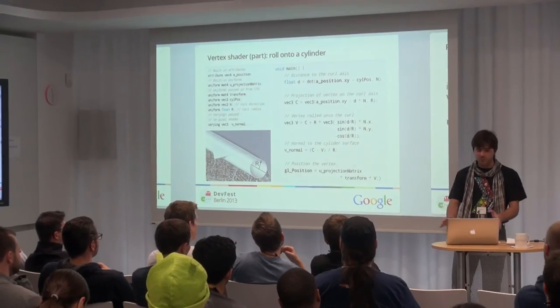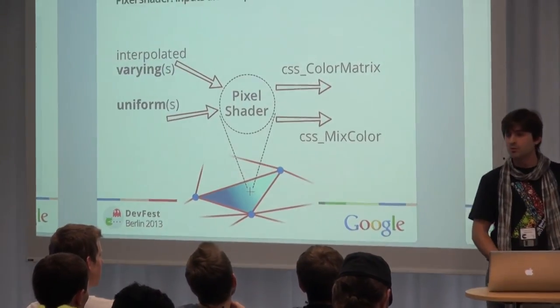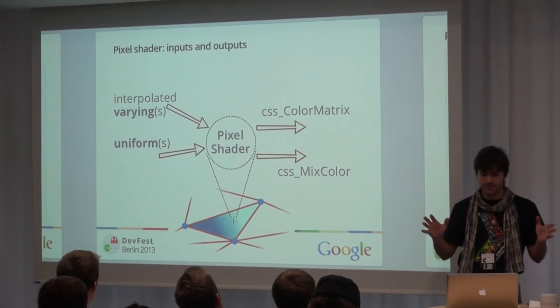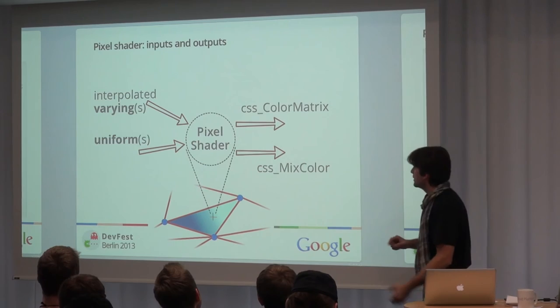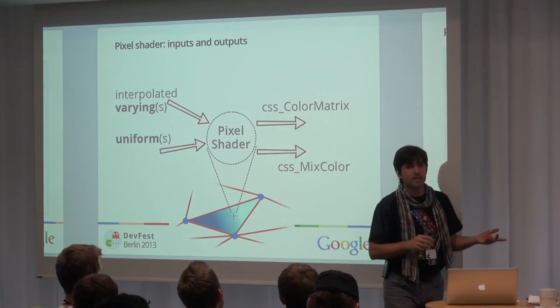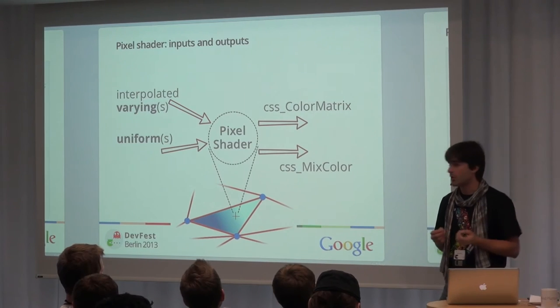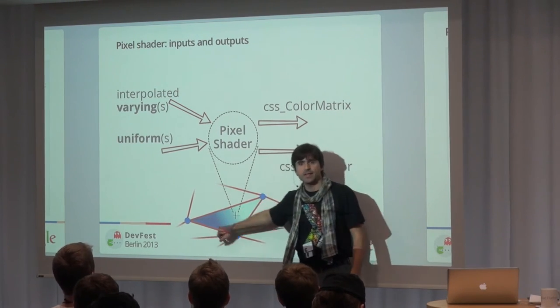All right, so we have computed our geometry. Now we need to compute the rest, so the lighting effects. Here comes the pixel shader. The big difference with the vertex shader is that it's called a lot more often. It's called for every single pixel in a triangle.